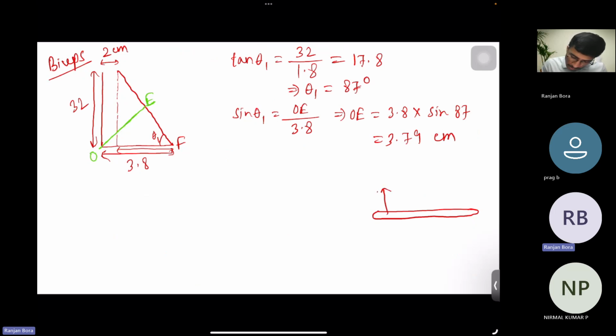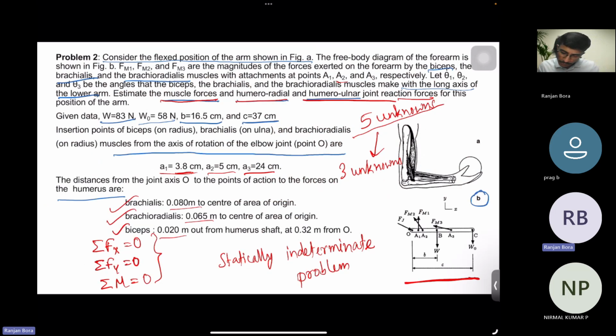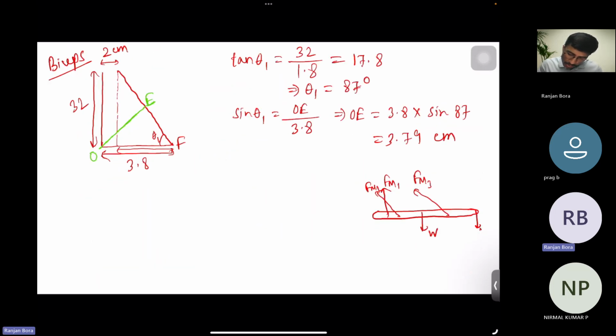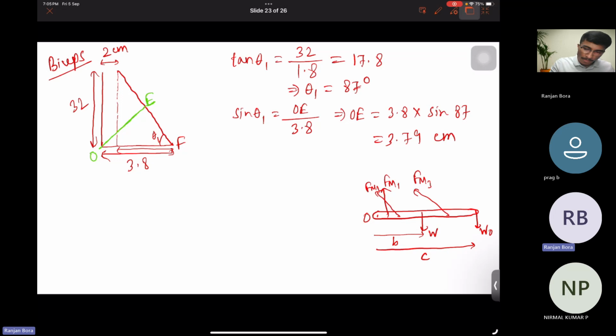So FM1 is acting here, then FM1, FM2, and FM3, W and W naught, and this is B. This is O. So now we'll take the sum of moments about O equal to 0.